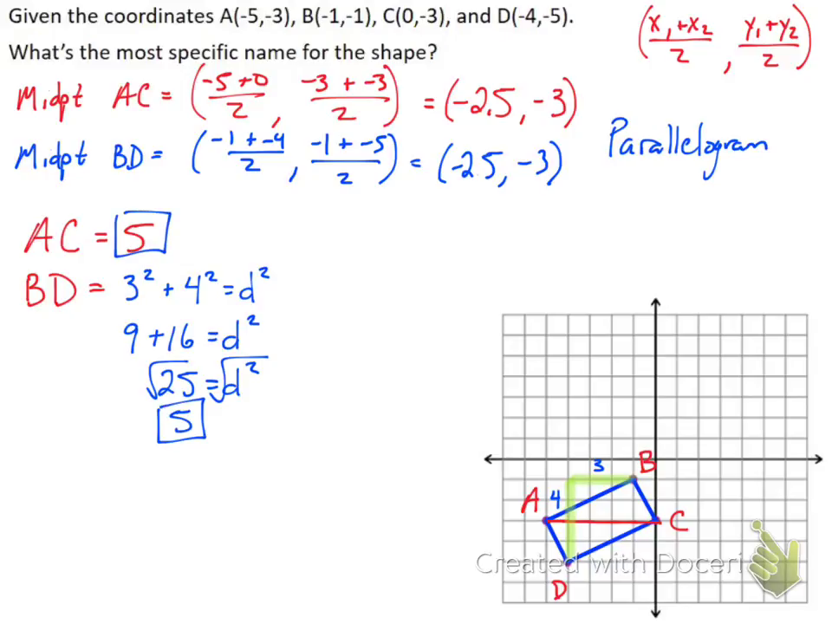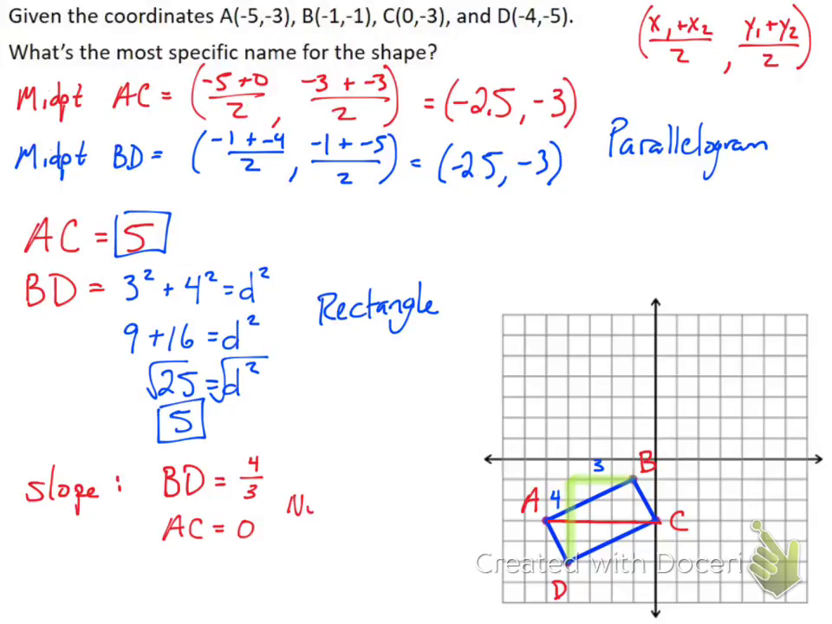So since they're both 5, I know that the shape is a rectangle. And the last thing is find the slope. So the one thing that's kind of easy about this is I already have my rise over my run here. My rise is 4, my run is 3. So I know that the slope of BD is going to be, again, rise is on the top, so positive 4 over positive 3. So 4/3. And the slope of AC, it's a flat line, so it's 0.